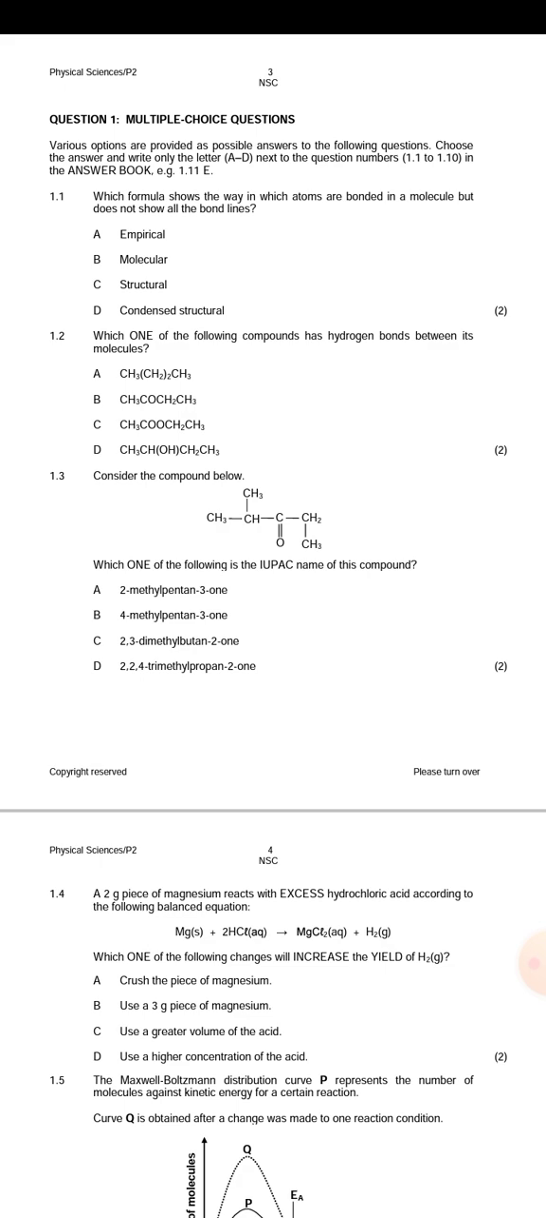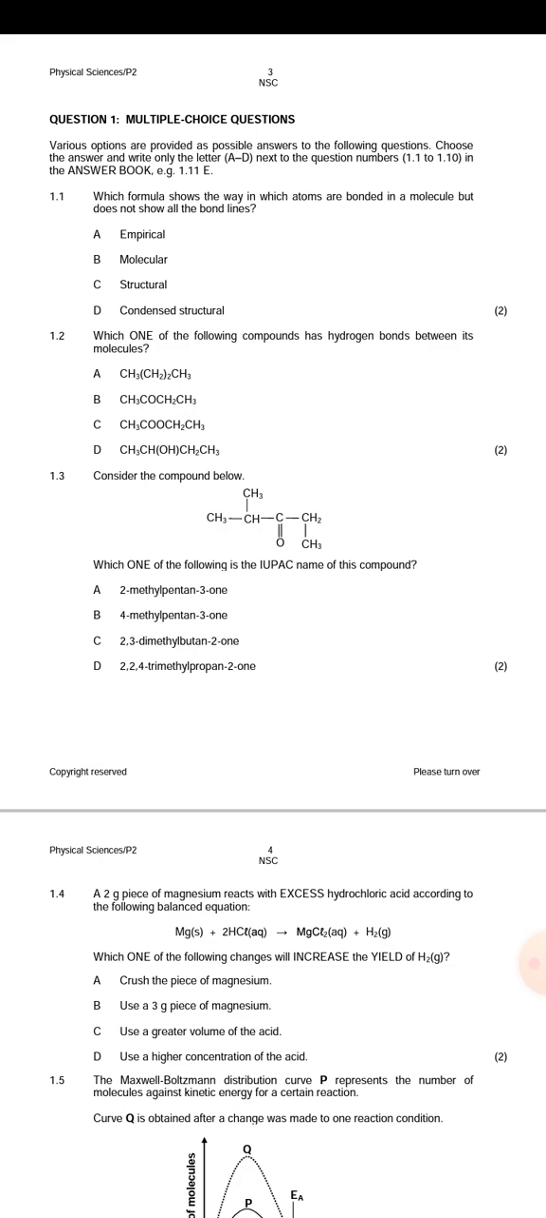When you look at D, there's an OH in the middle, and they've put brackets around it to show that it's an OH, so that is definitely an alcohol. And remember what we said, hydrogen bonds, we find them in alcohols and carboxylic acids, so definitely the answer there is D.